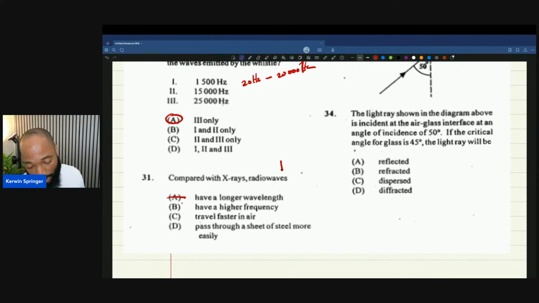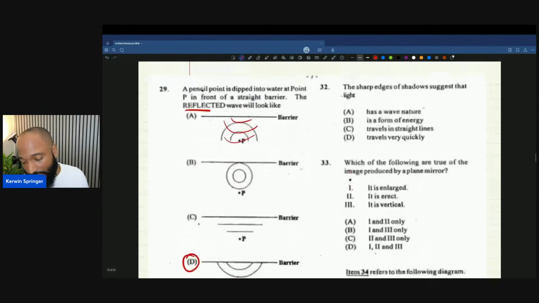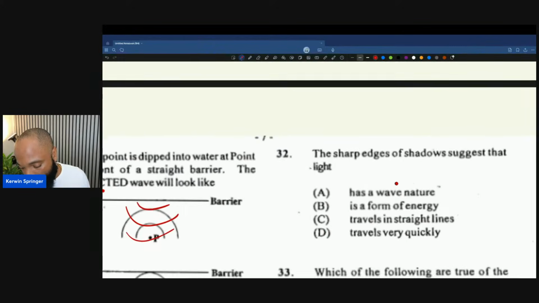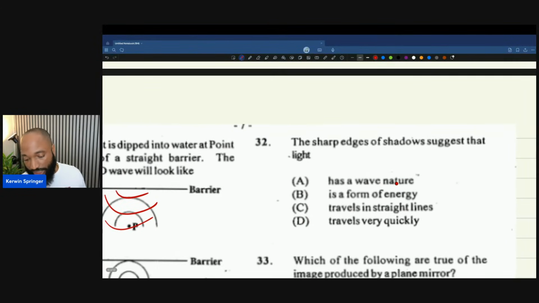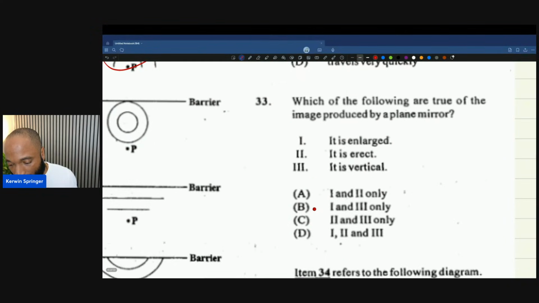Radio waves can have wavelengths up to kilometers and things, you know. X-rays wavelengths are fraction of a meter. The sharp edges of a shadow suggest that light travels in straight lines. Sharp edges, it didn't turn around the corner and blur the edge, you know. Straight lines. 37, which of the following are true of the image produced by a plane mirror?